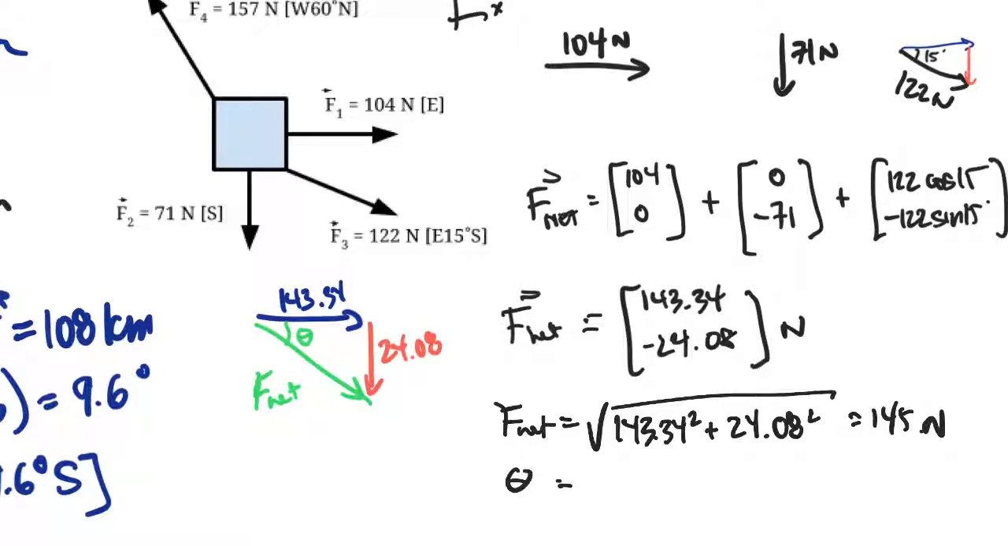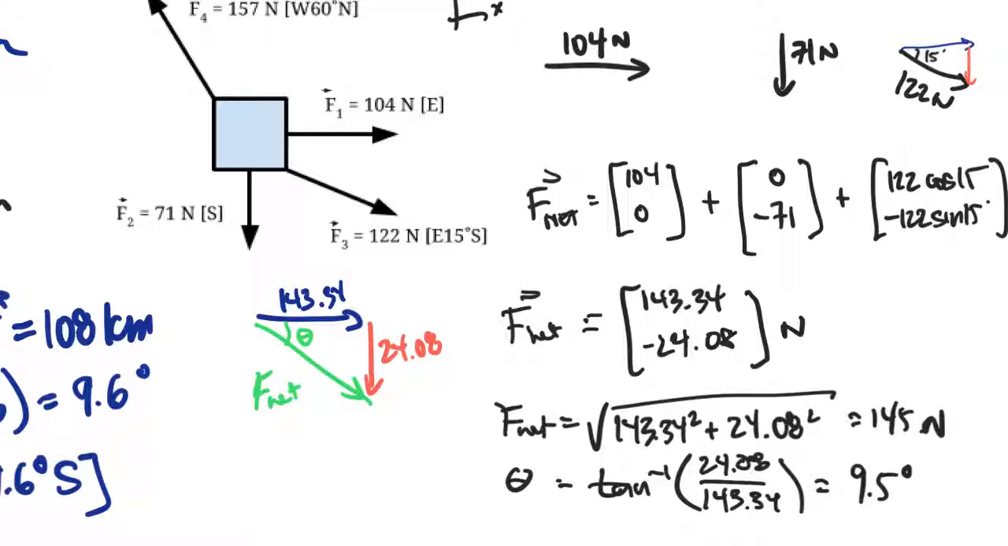And the theta is tan inverse of opposite over adjacent, 24.08 over 143.34, which gives us 24.08 divided by 143.34. Okay, 9.5 degrees, which isn't as much as I thought it would be, but it's just the way it is. Let me just double check. Yeah, I did it right.